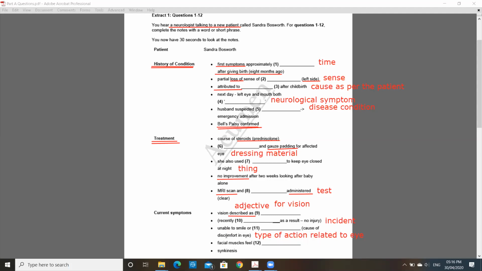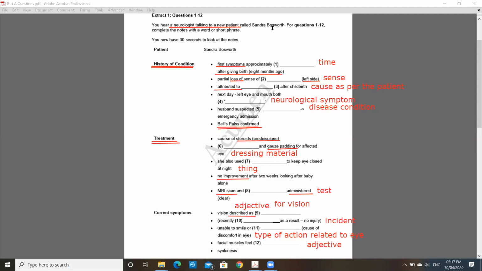And facial muscles, feel. Again, when you have feel before the blank, you are likely to have an adjective. I feel tired, I feel motivated, I feel exhausted, I feel concerned. So feel is also followed by an adjective, but here facial muscles feel. I'm looking for an adjective for muscles, right? So this is how much detailed prediction you have to do before the listening starts. That's the only way to ensure that you are able to follow the whole listening and you are not missing out any of the questions here.